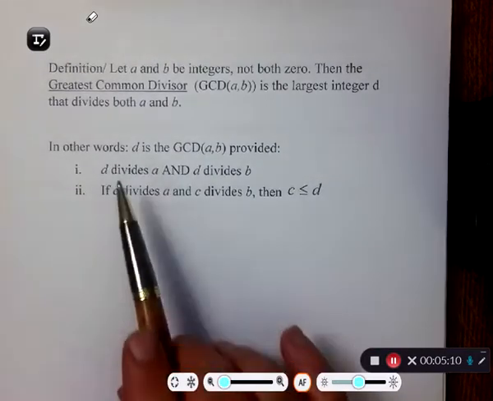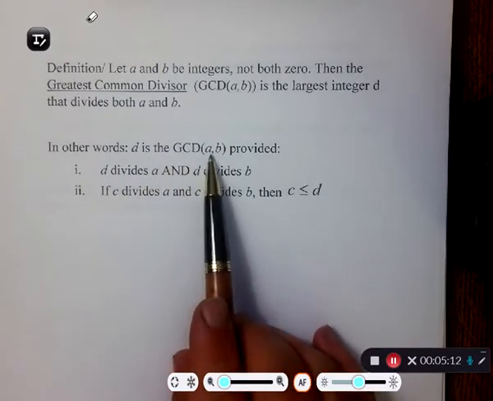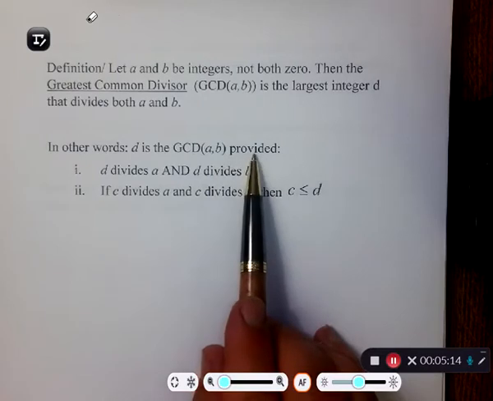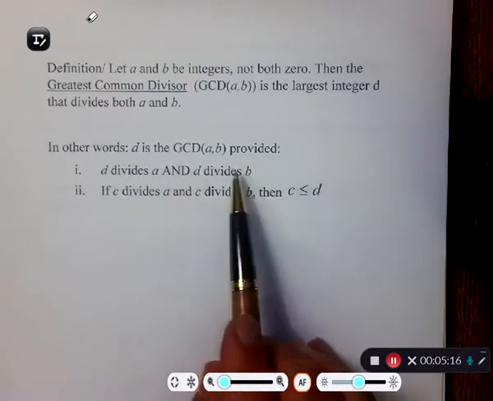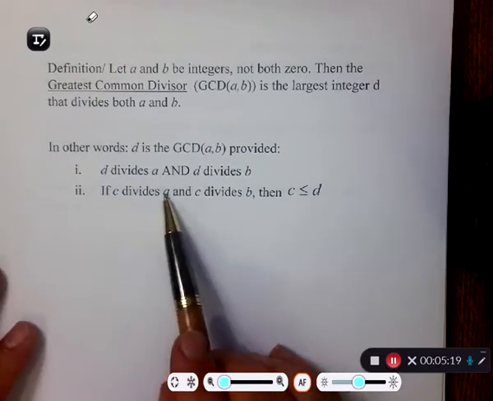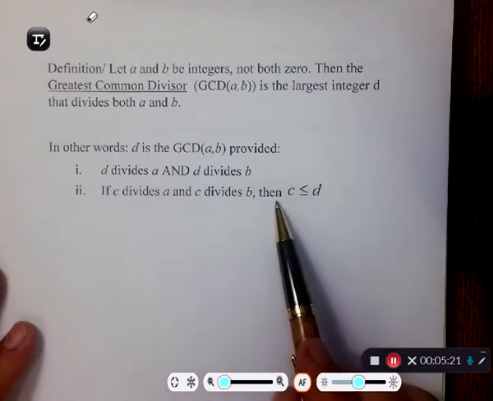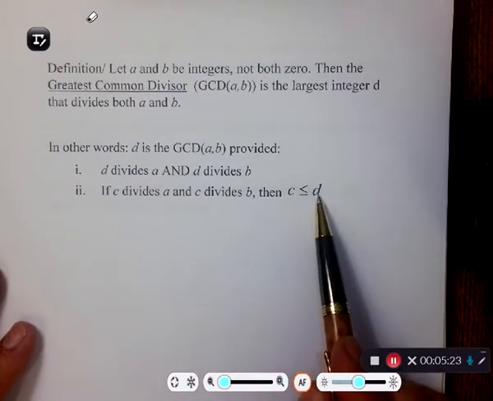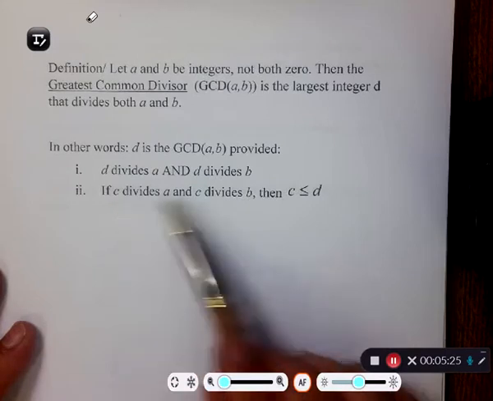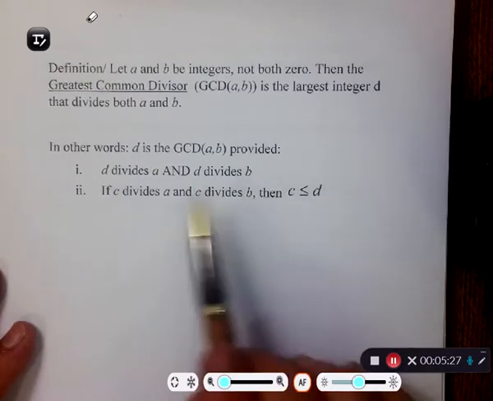So in other words, if D is the GCD of A and B, then that means D divides A and D divides B, and if C divides A and C divides B, then C is going to be less than or equal to D. So any other divisor will be smaller. D will be the greatest of the divisors.